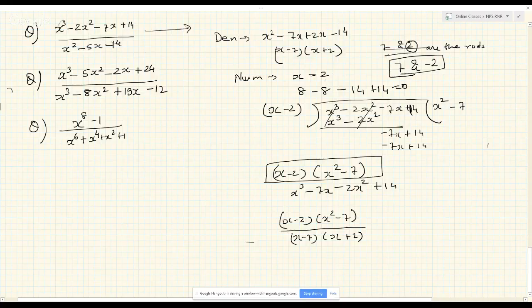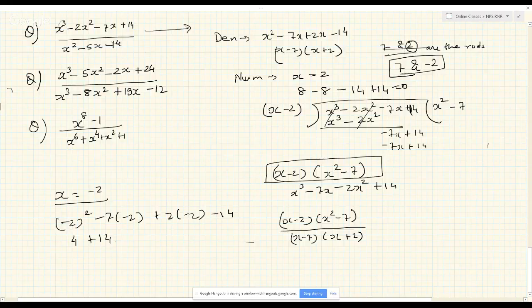So if I check x equals 2, I got 0. Okay, let me check x equals minus 2. x equals minus 2 will give me minus 2 squared minus 7 into minus 2 plus 2 into minus 2 minus 14, which is 4 plus 14 minus 4 minus 14. Yeah. So x plus 2 also is a root.